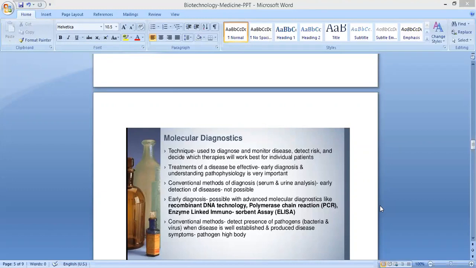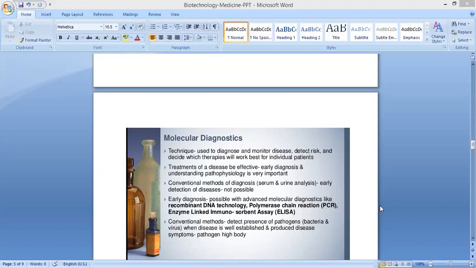If you are treating any disease, early diagnosis is very important. Clear? So by using molecular diagnostics, what is possible? Early diagnosis and understanding pathophysiology, two things. Nowadays, with COVID-19, people are doing PCR, polymerase chain reaction, because we have to diagnose a little early. So that is called early diagnosis.